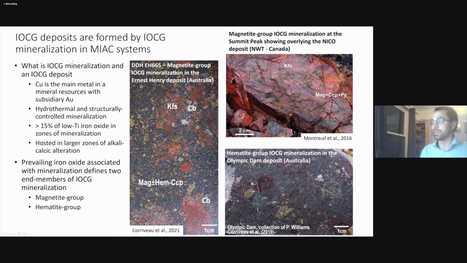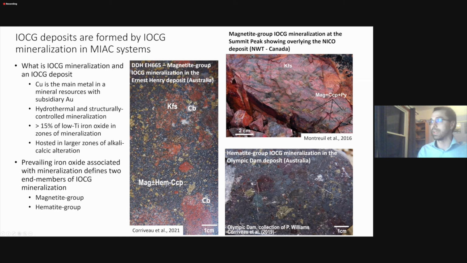So it has copper as the main metal, it is hydrothermal and structurally controlled, and it has a high percentage of iron oxides. Some of the confusion inherent to these hydrothermal systems is that the name IOCG has been transposed to a lot of the other mineralization types existing within these systems, but which do not meet the definition of what is actually IOCG mineralization.